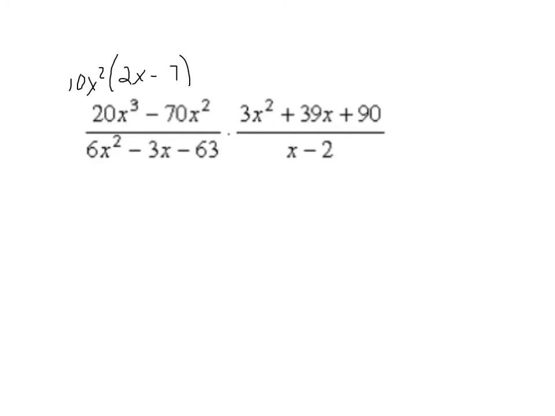The bottom one here I'm going to do last. So I'm going to go to the next fraction. On the bottom it's done. It's just x minus 2. On the top I can take a 3 out. If I take a 3 out, I'm left with x squared plus 13x plus 30. So I have a 3, and then we have a trinomial that we can now factor more easily.